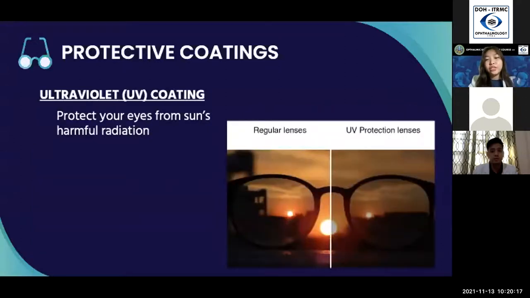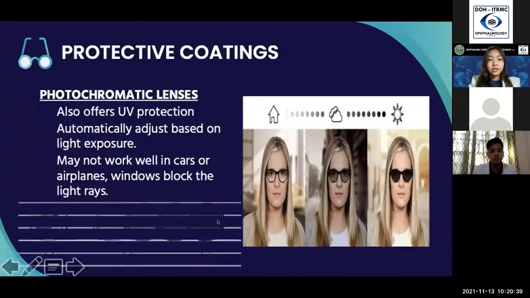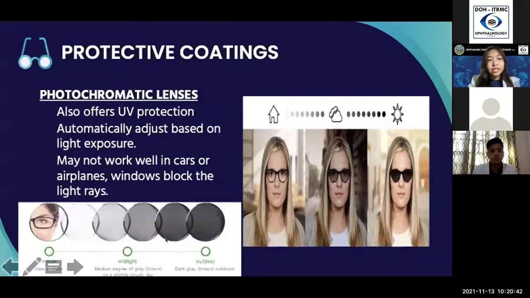Next one is an ultraviolet or UV coating, which helps to protect your eyes from the sun's harmful radiation. Next one is the photochromatic lenses. It also offers UV protection, and these lenses automatically adjust from light exposure with a darker tint in sunlight and a lighter tint indoors. So these lenses, photochromatic lenses, change their shade depending on the light or the sunlight exposure.